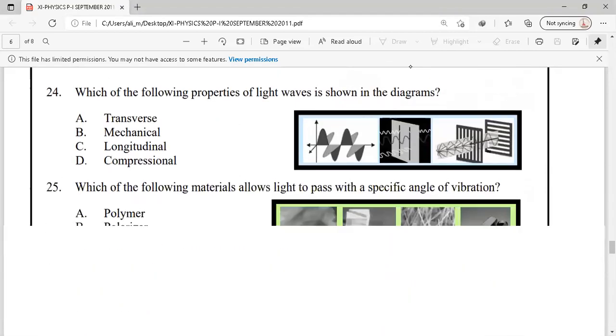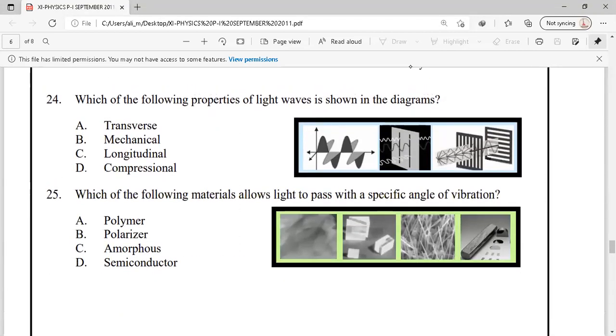Then we have question number 24 and 25. Which of the following properties of light waves is shown in the given diagram? So this diagram shows that the wave has two components, both perpendicular to each other. When they pass through a vertical polarizer, it passes the vertical component and blocks the horizontal component, and this phenomenon shows the transverse nature of light.